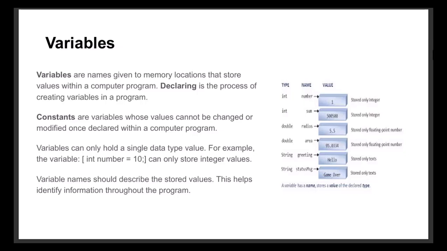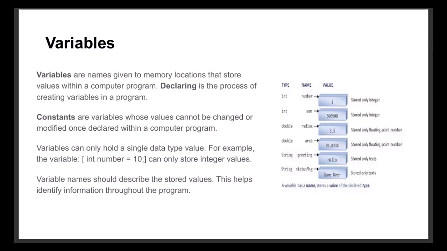Variable names should describe the stored value within. This will help us to identify what types of information are going to appear within our computer program. The process of creating variables in a program is called a declaration or declaring. This is the process of being able to identify where variables appear within our code.